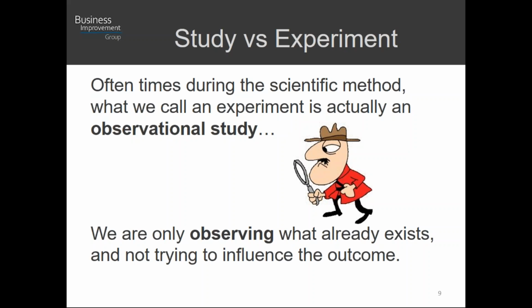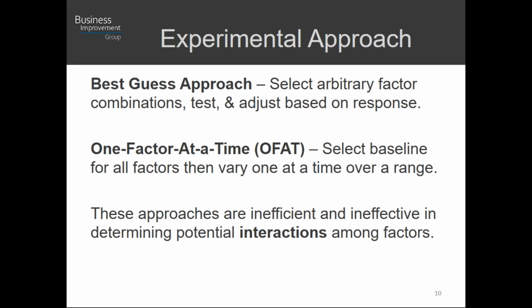Whereas in an experiment, you're going to see that not only are we going to be observing a particular outcome, we are also going to be changing the inputs in an effort to influence the output, okay? And by doing that, we would understand the relationship between the inputs and outputs, and that'll give us a great advantage. So let's talk about this experimental approach though.